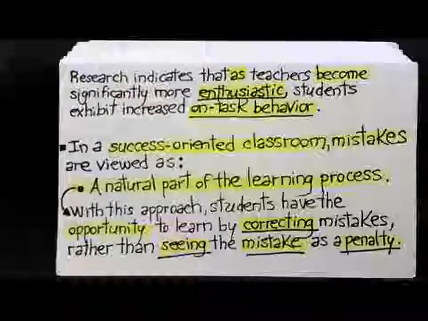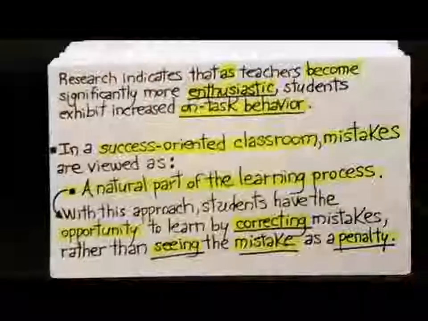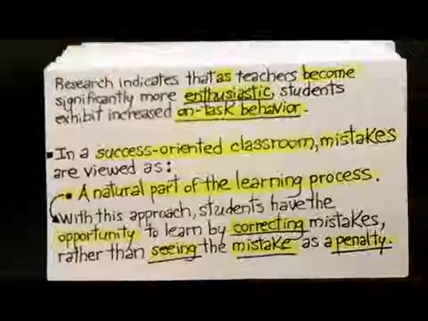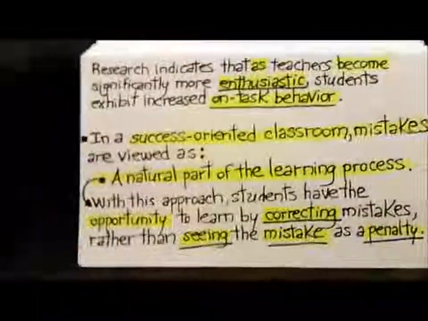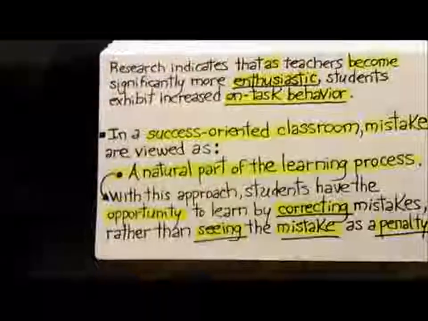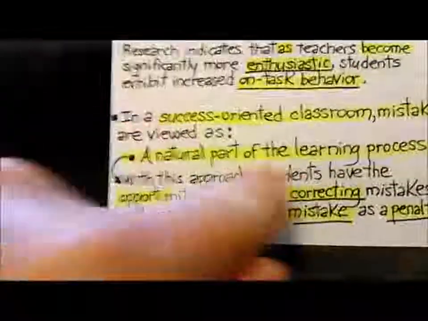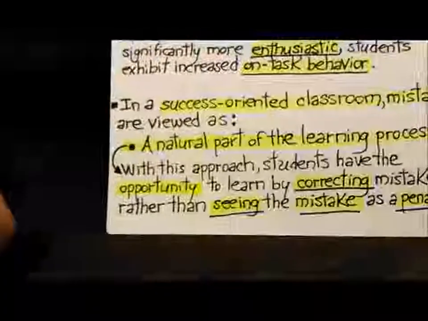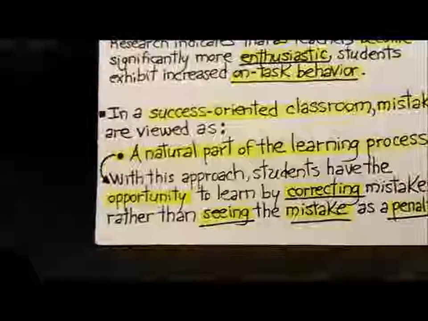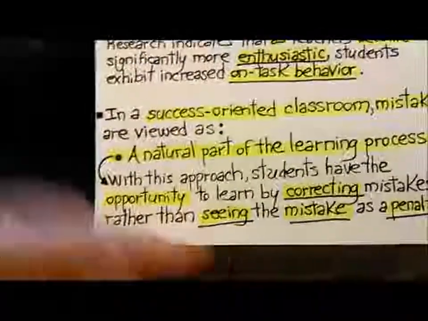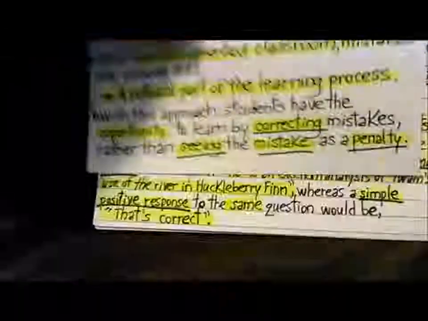Research indicates that as teachers become significantly more enthusiastic, students exhibit increased on-task behavior. Of course, if the teacher is motivated, the students will be too. In a success-oriented classroom, mistakes are viewed as just a natural part of the learning process. With this approach, students have the opportunity to learn by correcting mistakes rather than seeing the mistake as a penalty, which motivates students better.